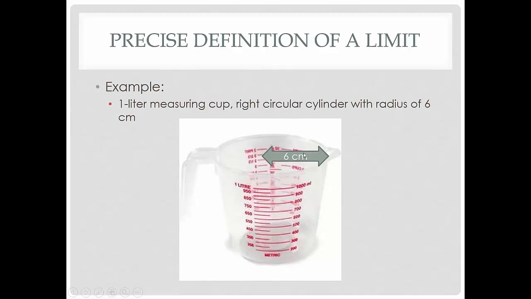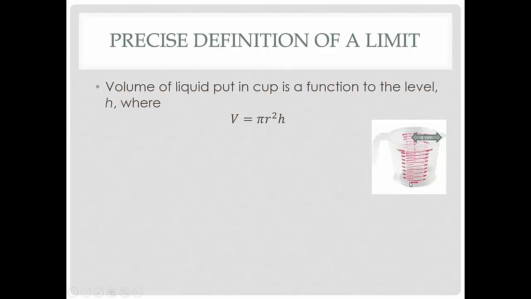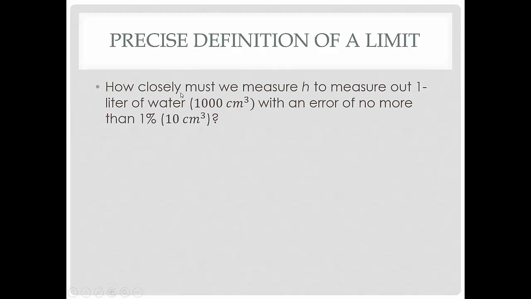So if I have a 1 liter measuring cup, and this is a right circular cylinder with a radius, so that's half of all the way across, of 6 centimeters, I know that the volume of a liquid that I put into this cup is a function of the level, the height, my level h, which is my formula: volume equals pi times the radius squared times the height. I said that the radius was 6 centimeters, so I could plug that in. 6 squared, 6 times 6 gives me my 36, and I have this formula now that I want to keep within a certain area. So let's talk about that.